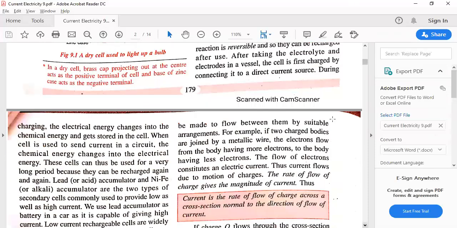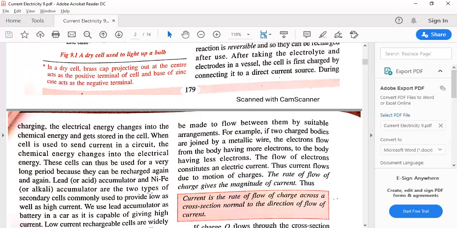Okay, so what happens during charging? The electrical energy changes into chemical energy. Then, when you are using the cell for sending current, the chemical energy changes into electrical energy. Now, these types of cells can be used for a very long period because they can be recharged again and again. Examples are lead acid accumulator or nickel iron accumulator.